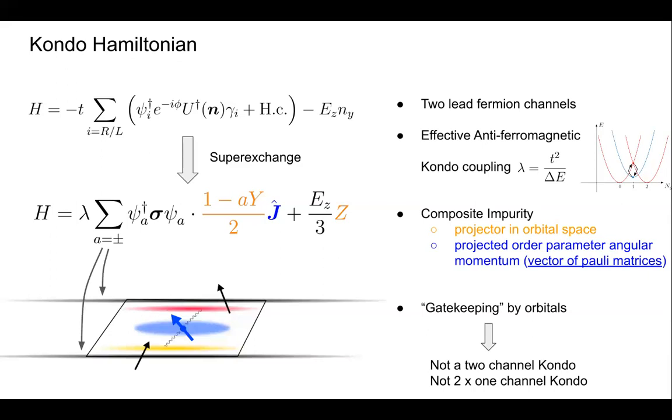What it tells us is that if the orbital here, the red one, is occupied, then the lead electrons can talk to the impurity. But if it is empty, there is no chance that the two spins feel each other. So the orbitals act as some kind of gatekeepers for our impurity. And so we have neither a two-channel Kondo, because there is this projector in between, nor do we have 2 times a one-channel Kondo. And I think this is very interesting.